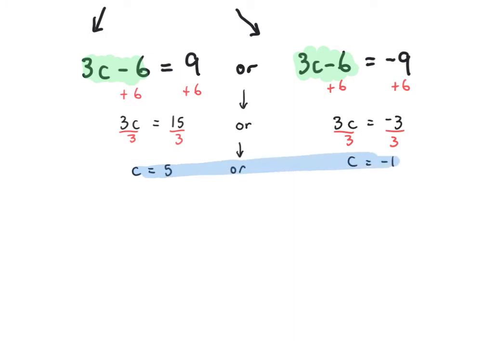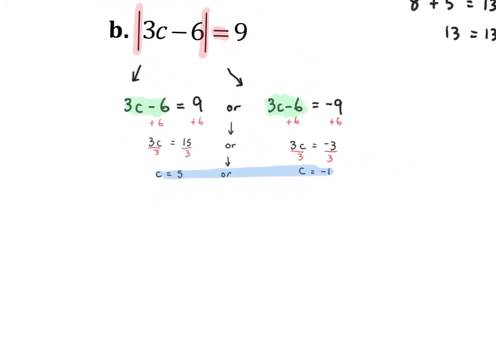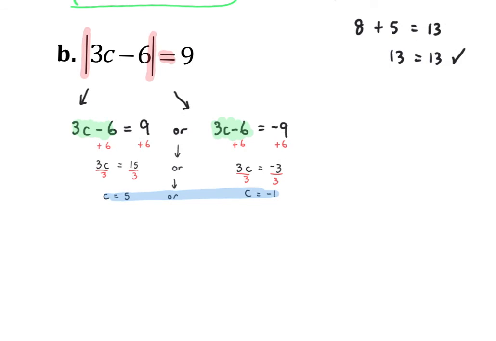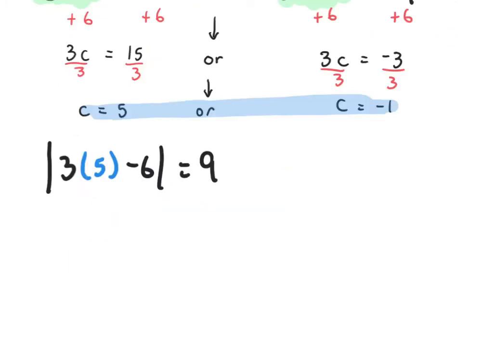Notice I'm bringing this in as a single answer. What do I mean? One answer with two solutions. The 5 works, but so does the negative 1. So altogether, this is one answer. Okay, so let's give it a check now. Let's check this first one right here. So bring down 3, but instead of c, let's put a 5 in, minus 6, and does that equal 9? And then the next one over here, 3. This time we're going to multiply by a negative 1.